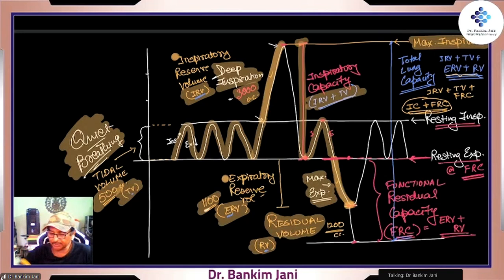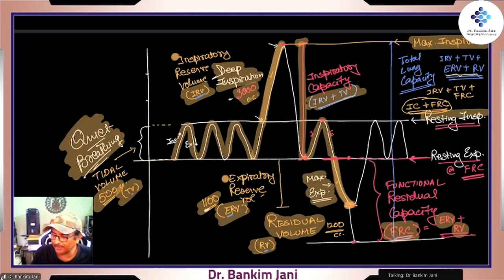Now the combination, this is one of the important factors, what is called as the FRC, or the functional residual capacity. This functional residual capacity is the total of expiratory reserve volume and the residual volume combination. So that is the FRC, right, or the functional residual capacity.